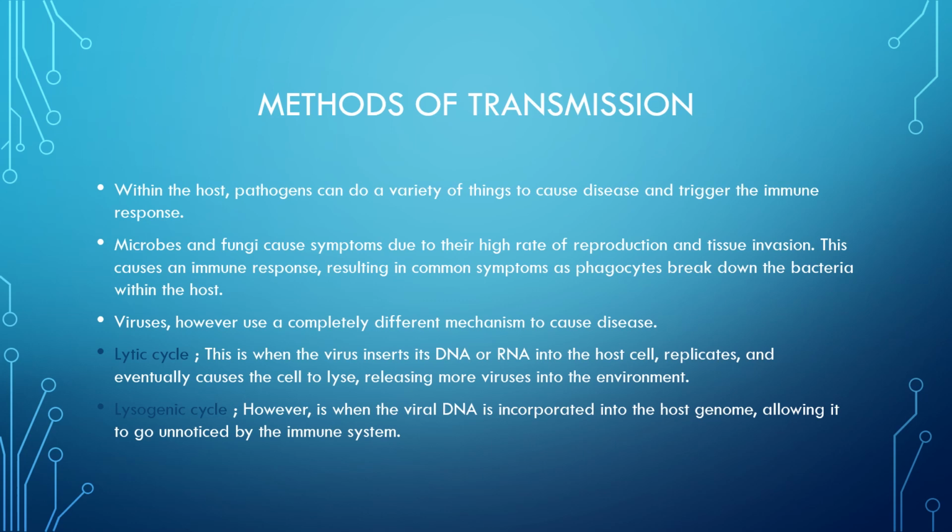The first one is the lytic cycle. This is when the virus inserts its DNA or RNA into the host cell, replicates, and eventually causes the cell to lyse, releasing more viruses into the environment. The second type is the lysogenic cycle. This is when the viral DNA is incorporated into the host genome, allowing it to go unnoticed by the immune system.